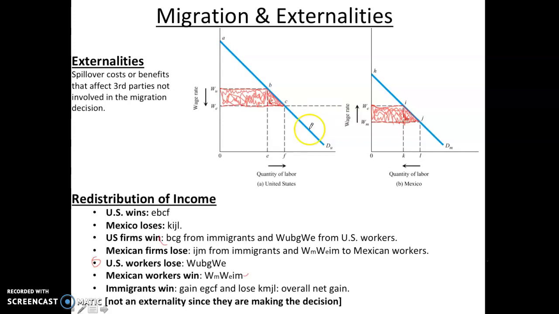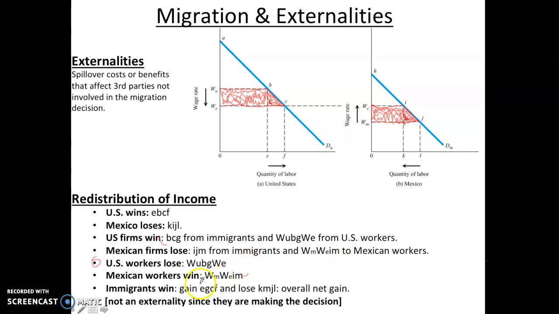Notice up to this point, we've talked about U.S. firms, U.S. workers, Mexican firms, Mexican workers. These are all external to the decision makers, which are the migrants that say, I'm going to leave Mexico and go to the U.S. They're the ones making the decision and affecting third parties. But for them, these are not externalities. Their gains are what we would say internal, not external.